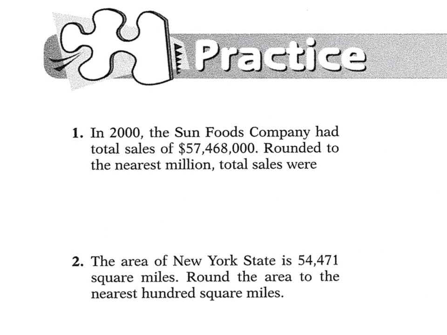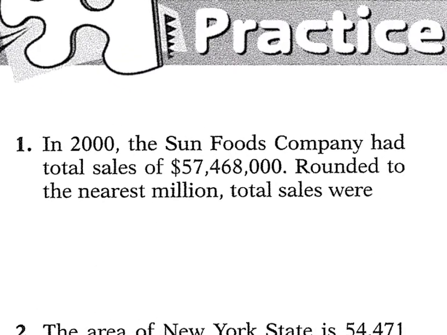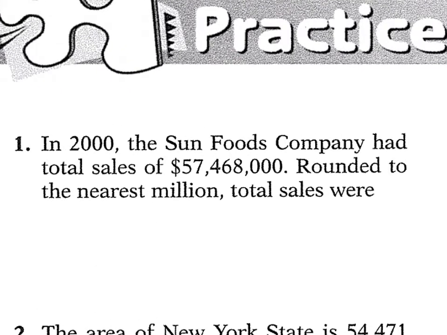Okay, so our practice now for number 1. In 2000, the Sun Foods Company had total sales of 57,468,000. Round to the nearest million total sales. So nearest million would be this place. And then we're looking at the 4 to tell us which way to round. Since 4 is less than 5, the number stays the same. So we have 57 million, and we fill everything else in with zeros. So $57 million.